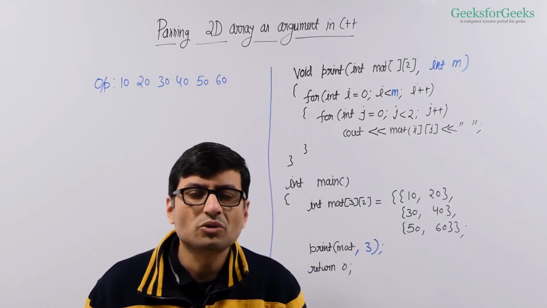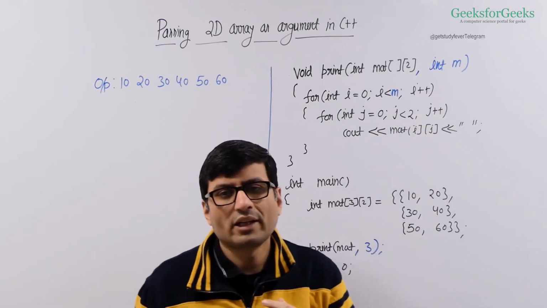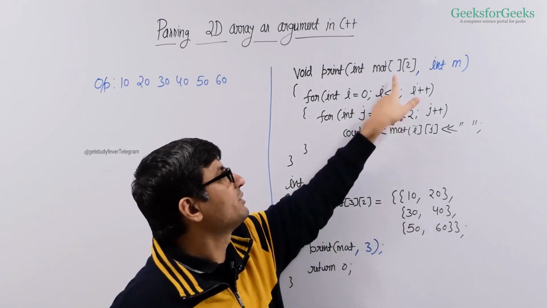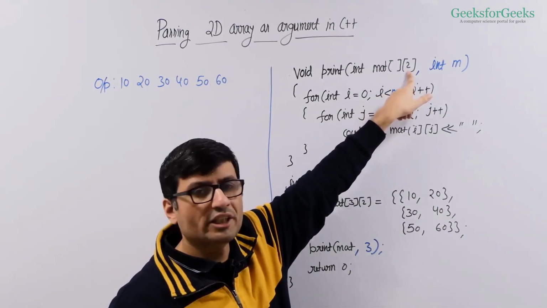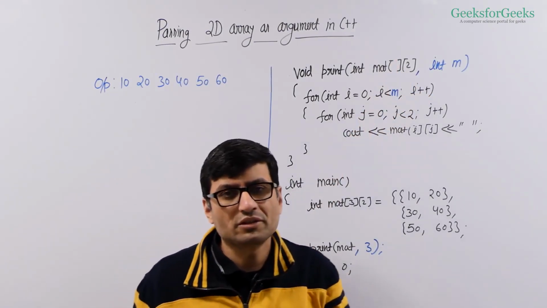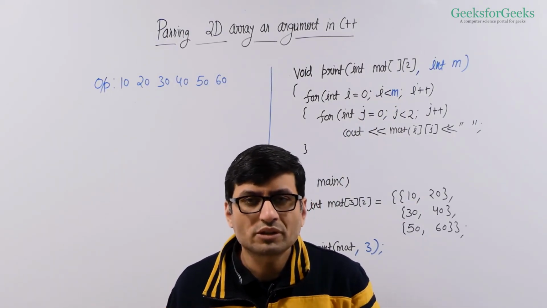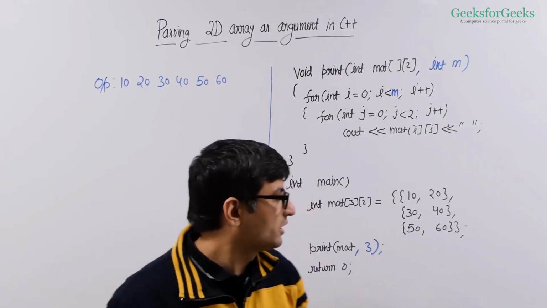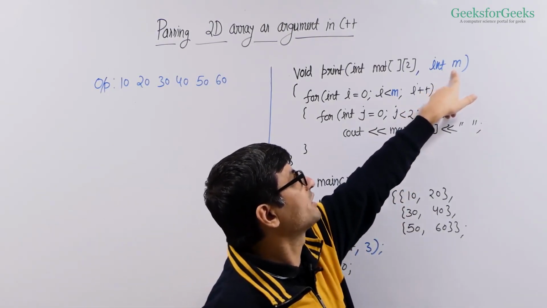One way is to pass the number of rows as an argument. C++ allows us to have a matrix declared with the first dimension being omitted. So I have to specify only the second dimension and I can omit the first dimension. Now this print function can take a matrix which has 2 columns and any number of rows, and it will work for all such matrices. We have passed the number of rows as an argument. Here also we receive this as an argument.